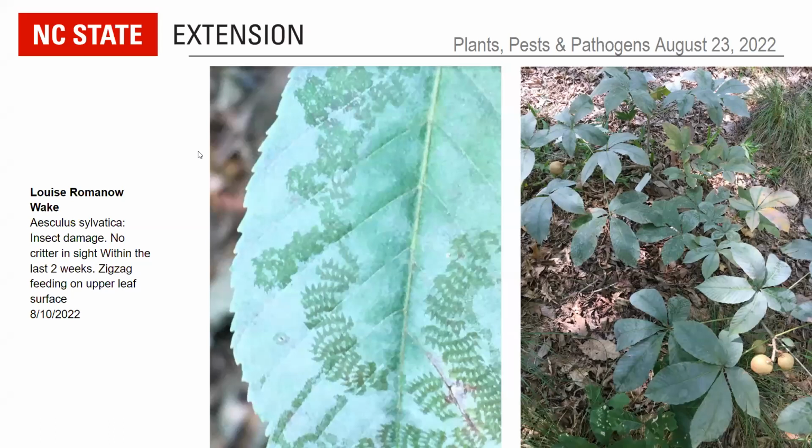Okay, so from Louise Romanov from Wake County, Aesculus sylvatica. Insect damage, no critter in sight within the last 2 weeks, zigzag feeding on upper leaf surface. So this is an interesting one. It is not actually. This is very cool. Yeah, this is not an insect. And in fact, it's kind of doing a little service to the plant because it's really just scraping superficially off what Mike mentioned was likely powdery mildew on this plant.